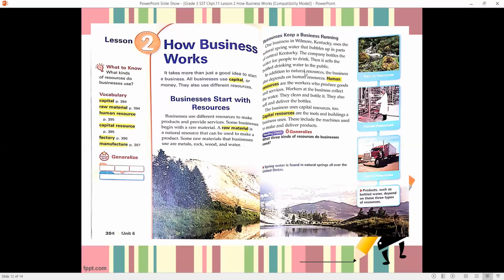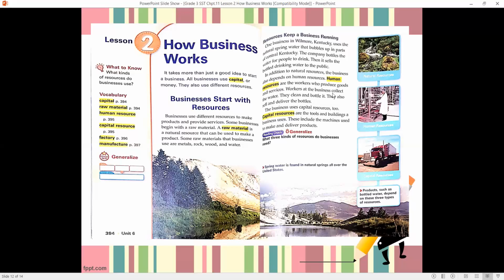In addition to the natural resources, the business also depends on human resources. In this Kentucky factory, what is the natural resource? It is the spring water. Now for their business to run, they also need one more resource. And what is that one resource? They need human resource. Human resources are the workers who produce goods and services.